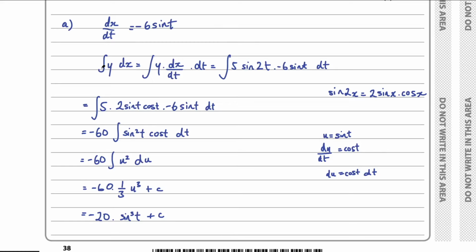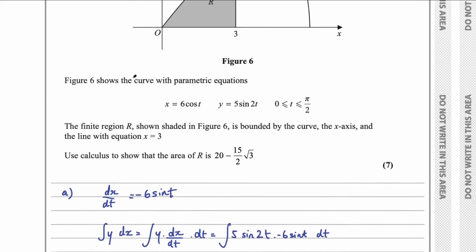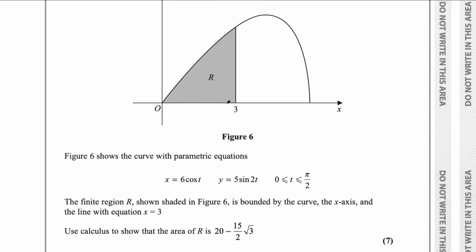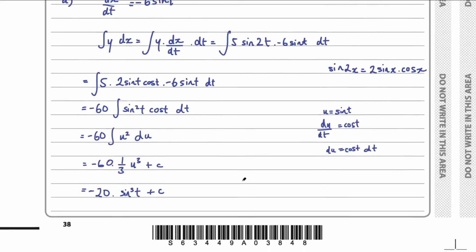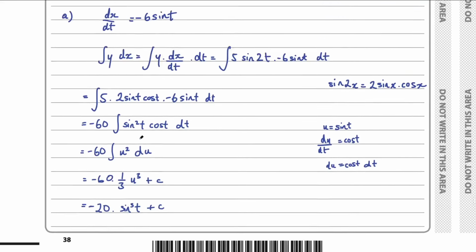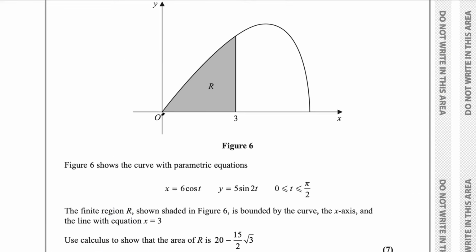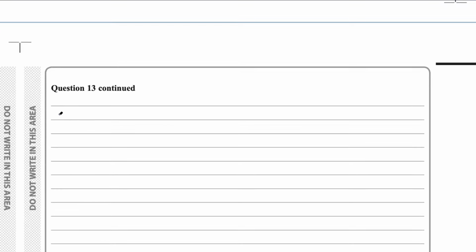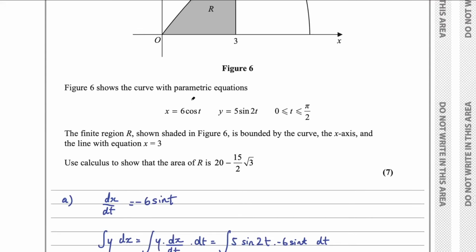So we have now this integral y with respect to x, which is the area under the curve. And now we want to find the definite integral from 0 to x equals 3, but remember this is in terms of t now, so we're going to have to find what t equals when x is 0 and when x is 3 to find the bounds of this area. So, well, let's do that down below. So we're looking for when x equals 3 and when x equals 0, what are the values of t? And we could do that by substituting x into this equation here.